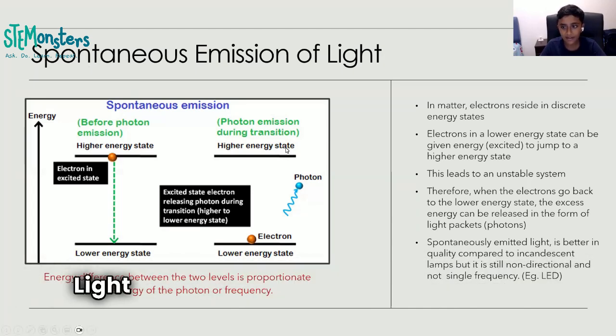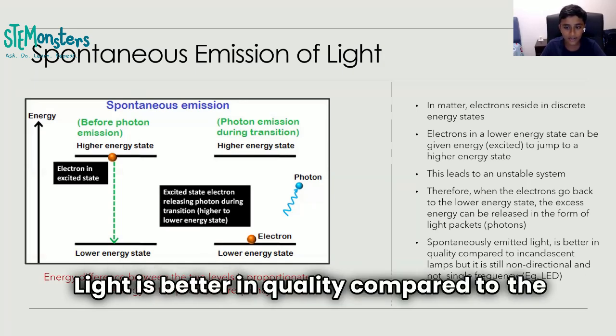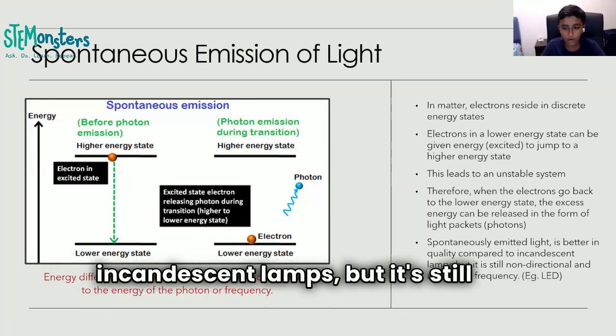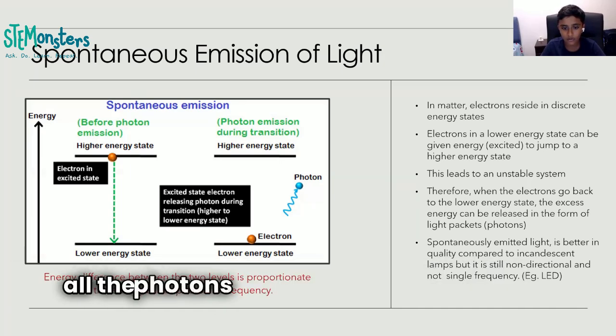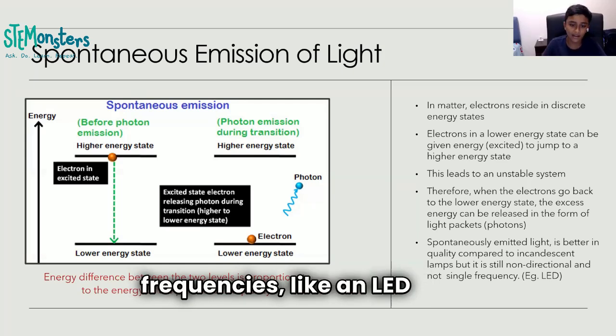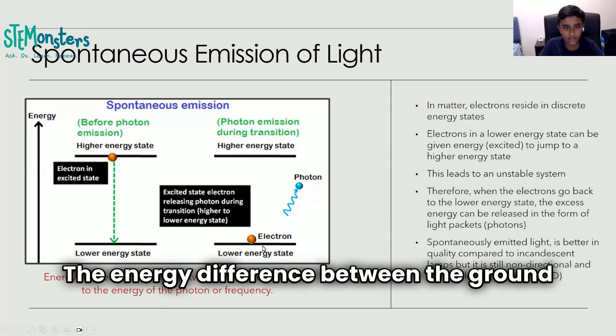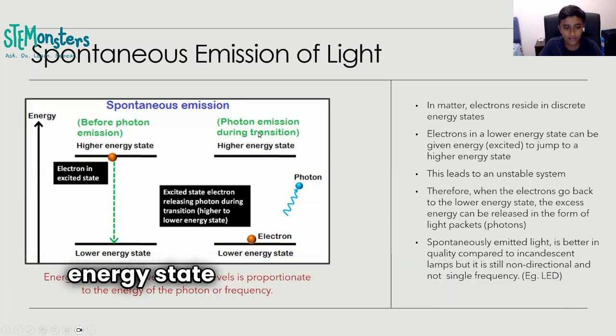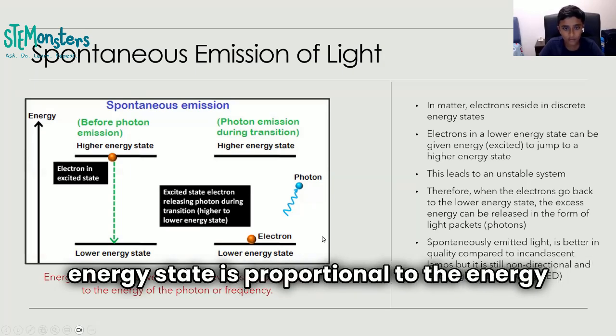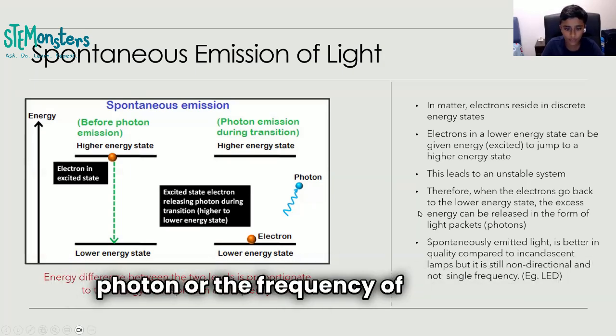Spontaneously emitted light is better in quality compared to the incandescent lamps, but it's still non-directional and all the photons released will be of different frequencies, like an LED light. The energy difference between the ground state and higher energy state is proportionate to the energy of the photon or the frequency of the wave.